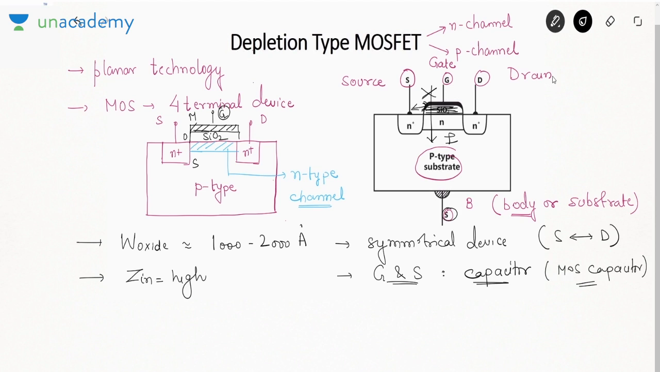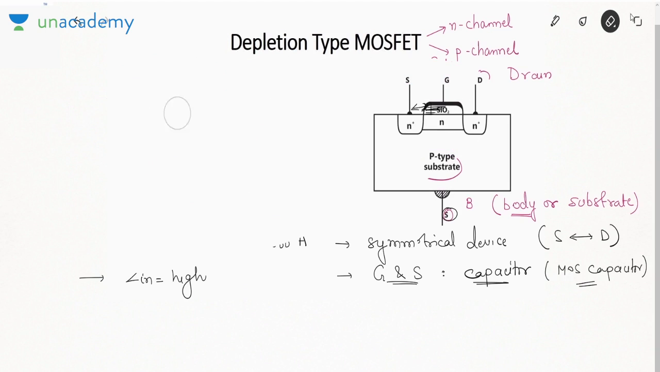So that is all about this depletion type MOSFET. What is the main thing about depletion type MOSFET? That by means of doping between source and drain, we are creating a channel. So the channel is created by means of doping between source and the drain. Now let us understand the working.